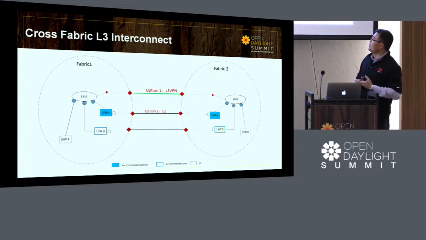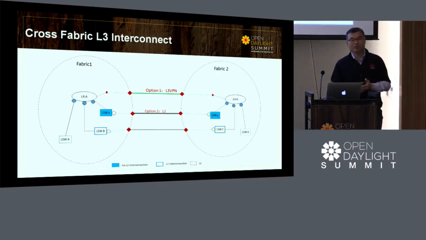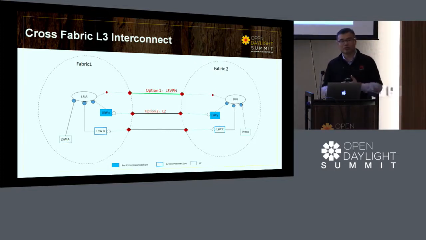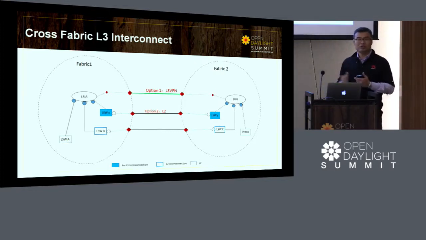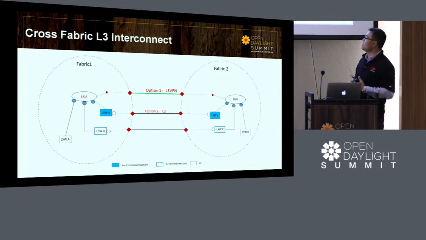For the layer 3, for the first implementation, we support two options. One, it really depends on the fabric itself. If they support tunnel capability, you can use tunnel to connect the layer 3 construct. Or you can just create another layer 2 construct which connects to layer 3 construct on different fabric.